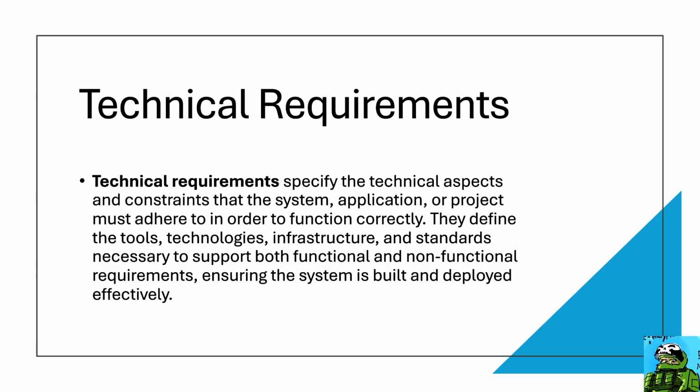Technical requirements specify the technical aspects and constraints that the system, application, or project must adhere to in order to function correctly. They define the tools, technologies, infrastructures, and standards necessary to support both functional and non-functional requirements, ensuring the system is built and deployed effectively.